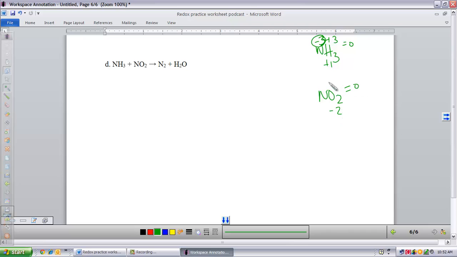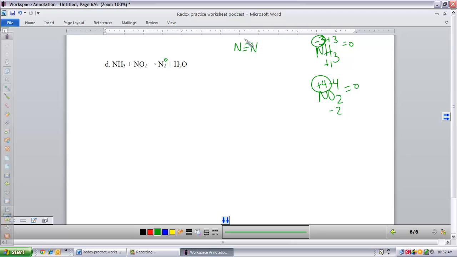Then we'll look at our next one and see that NO2 is also equal to 0. If each oxygen is a -2, you've got 2 oxygens, so that's a total of -4. That would mean nitrogen in this compound is a +4. That's kind of interesting, because up here nitrogen was a -3 and here nitrogen was a +4. Hydrogen will not change and oxygen won't change, but there are 2 different nitrogens mixed into this reaction, and they're going to do 2 different things. This nitrogen is going to be 0.